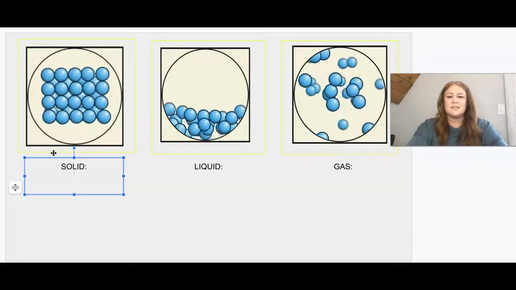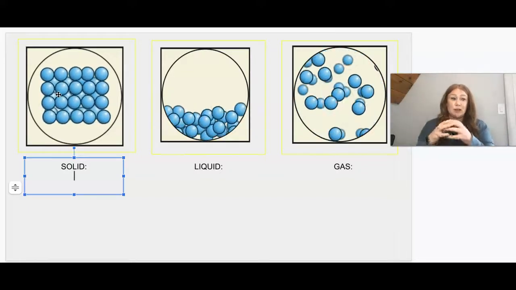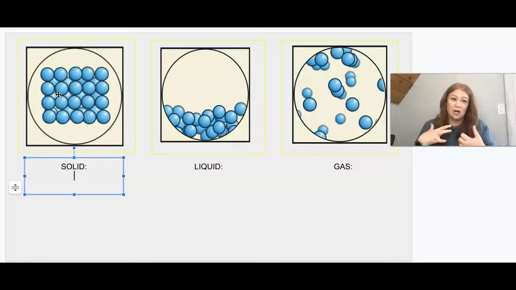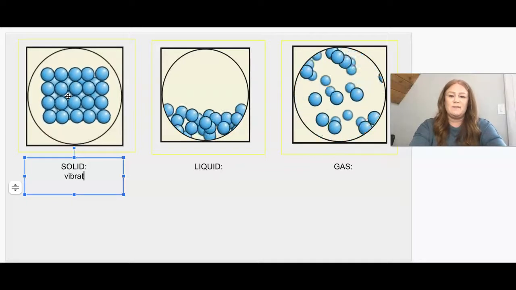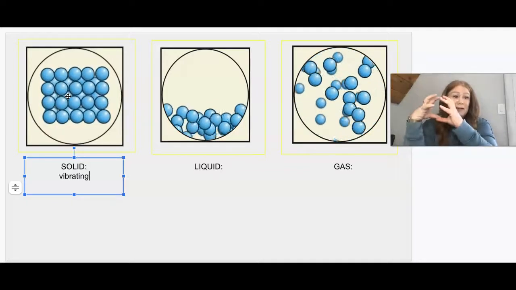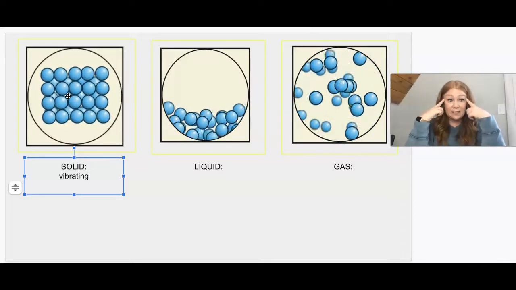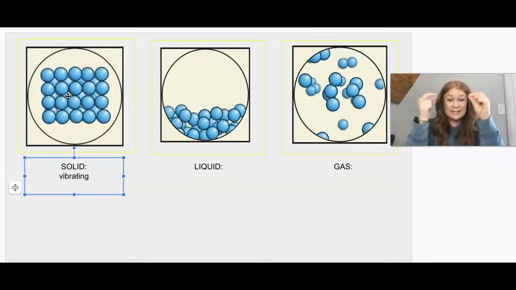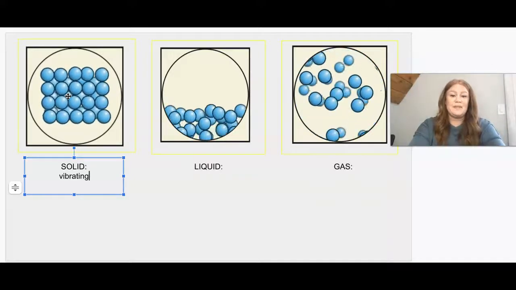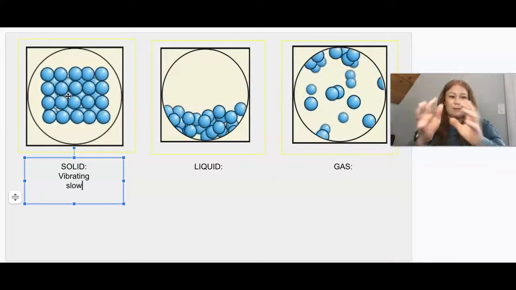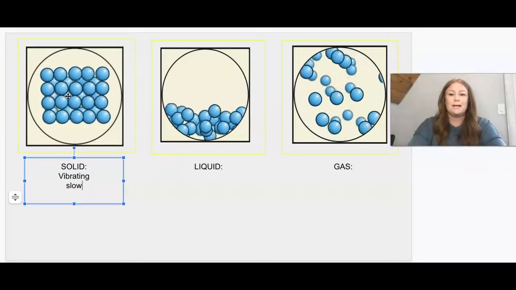So here we have our solid, and even though these molecules are in a solid shape, like my table is very hard, if you look at them, they are still moving. They vibrate. It's such a little vibration that we can't see it. Molecules are teeny tiny, we can't see them with our eyes, but they're actually moving. Their speed is very slow. They're just barely moving back and forth here.